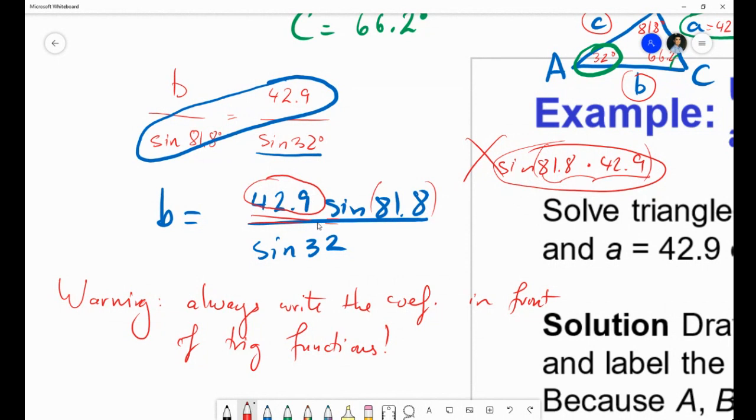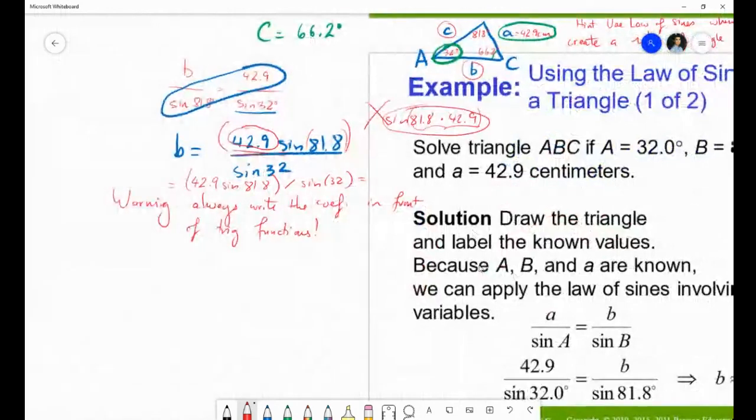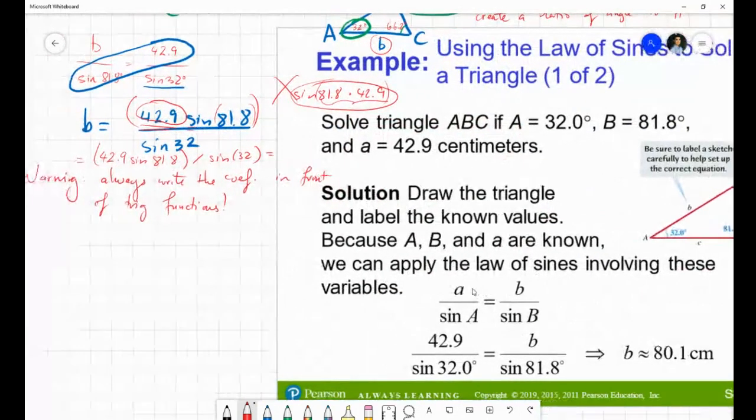All right, so if you are going to use a calculator without the fraction function, you need to put parentheses around the numerator and then divide by sine of 32. So if you're going to type it in your calculator, you should do this: parentheses 42.9 sine of 81.8, divide by sine of 32. Okay, and what do we get here? B is about 80.1 centimeters. Did we get 80.1?